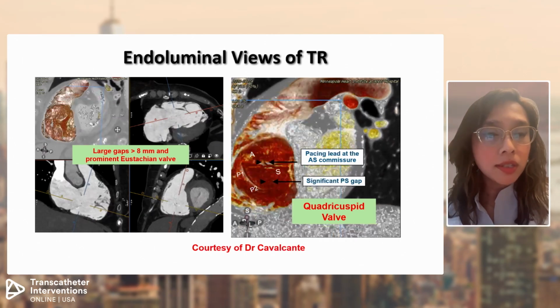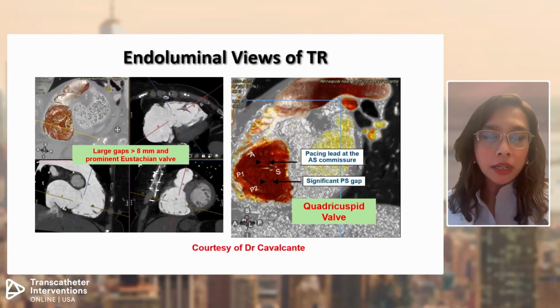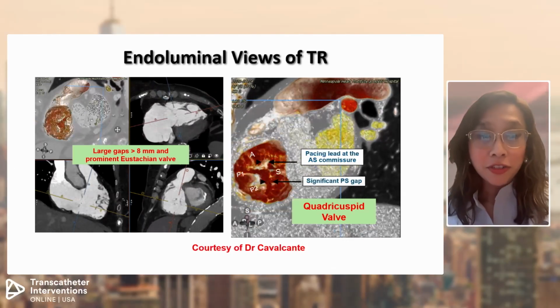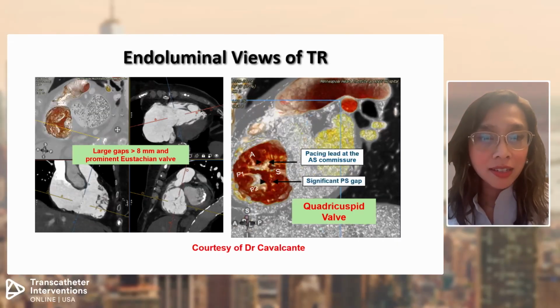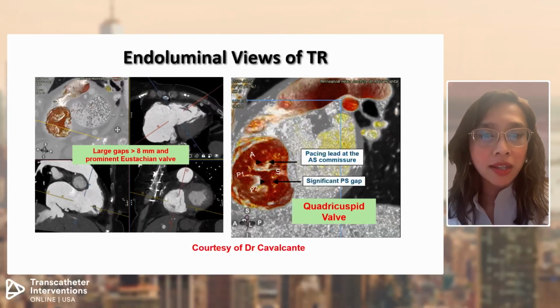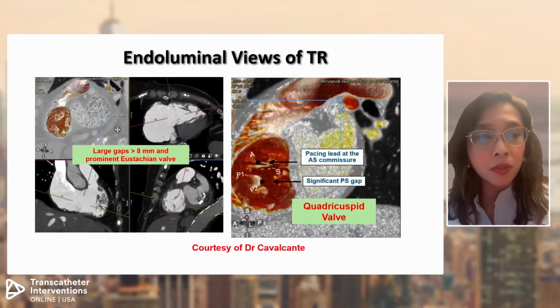So this one, you can see that courtesy of Dr. Cavalcante, we appreciate with really 3D reconstruction, and we can get truly the transgastric view based on the CT. You can see on the right-hand side, the similar case, you can see the pacing lead in the AS commissure. You can see that significant PS gap in the posteroseptal, and this is a quadricuspid valve.